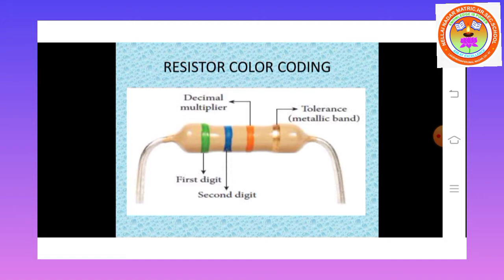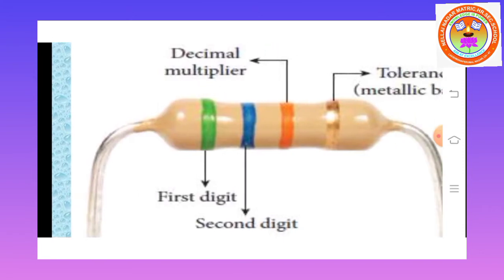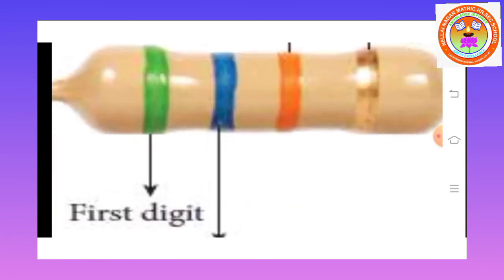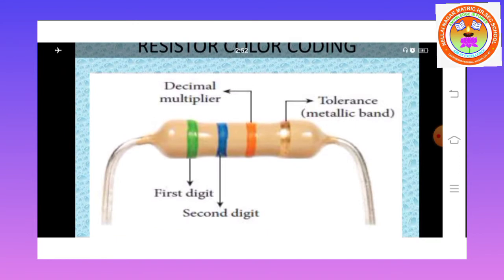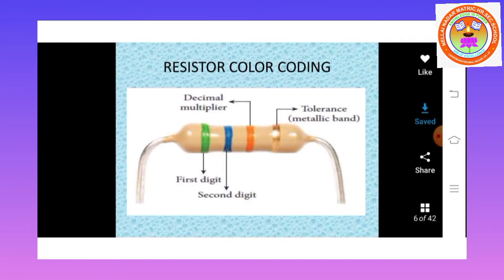According to that picture, this carbon resistor is indicated by four colors. The first color is green, the second color is blue, the third color is orange. The tolerance color, that is the fourth color, is gold. Okay, right? So already we know that the first two colors of the resistor indicate the significant figures. The third color indicates the decimal multiplier after them.